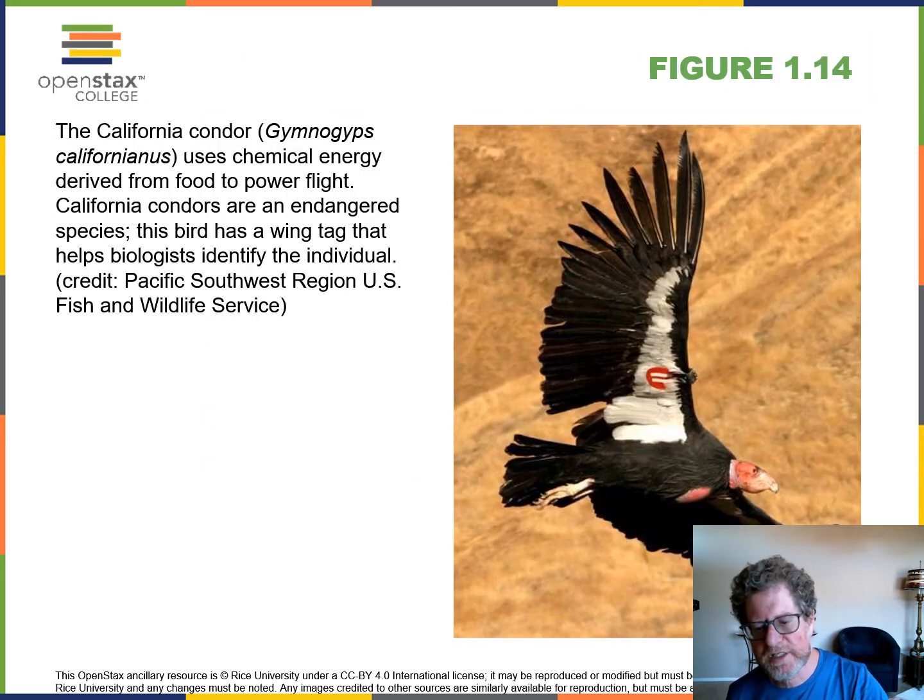This is my first time using this textbook, and so somehow I didn't put the caption that this is illustrating energy processing. So the idea is that here's a California condor flying, and in order to fly, he has to use energy. We will learn of a chemical form of energy called ATP that's used by all living organisms.